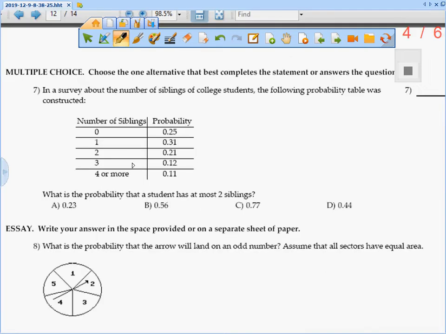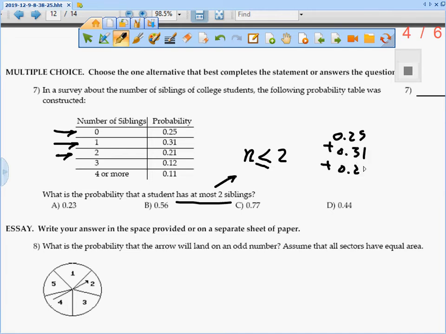For question number 7, it's the same, but I want at most 2 siblings. When I have at most 2 siblings, it means the number is smaller than or equal to 2. So I have at least and I have at most. At most means I have no siblings, or 1 sibling, or 2 siblings. So it's going to be 0.25 plus 0.31 plus 0.21, which is equal to 0.77, which is C.